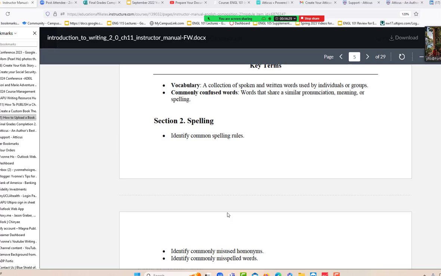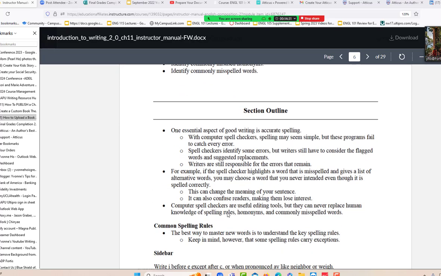Spelling. Identify common spelling rules. One essential aspect of good writing is accurate spelling. With computer spell checkers, spelling may seem simple, but these programs fail to catch every error. Spell checkers identify some errors, but writers still have to consider the flagged words and suggested replacements. Writers are still responsible for the errors that remain.